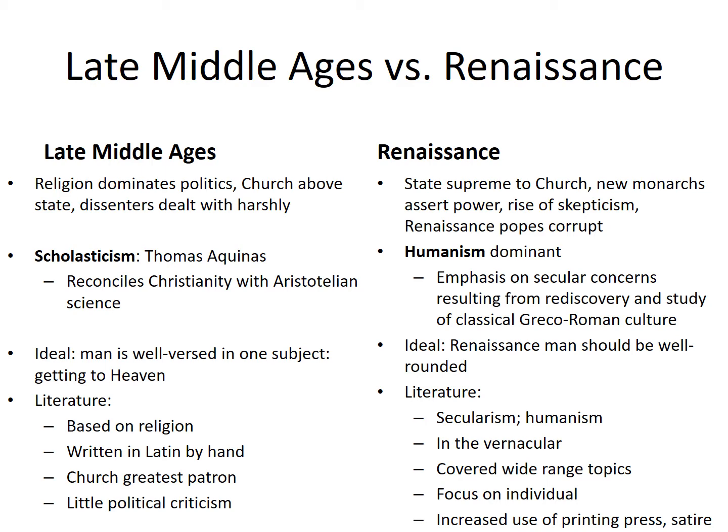Literature was secular, focusing on humanism, usually written in the vernacular languages, covering a wide range of topics. There was a focus on the individual and individual accomplishments, and there was a lot more literature being produced because of the use of the printing press, and satire was very important for political criticism, for religious criticism, what have you.